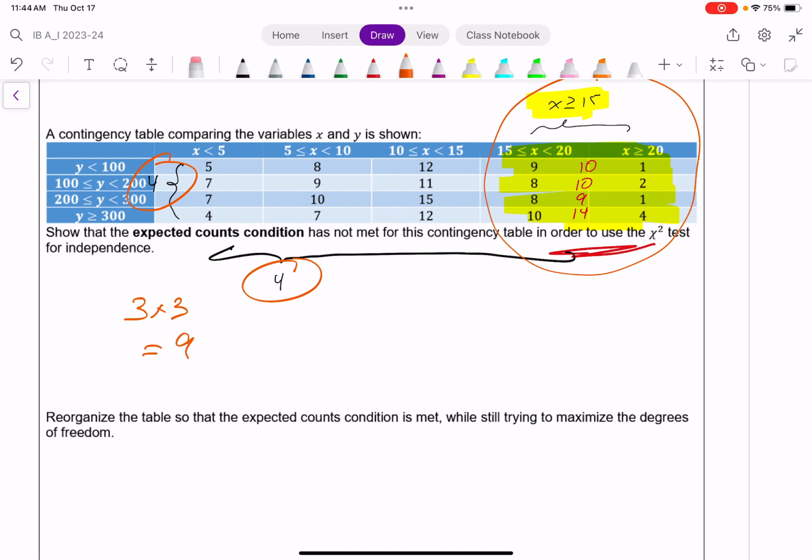I could merge more together, but if I merge more together, my degrees of freedom get smaller. And again, we want to keep our degrees of freedom as large as possible. That's degrees of freedom we'll be talking about more and more in coming lessons as well.